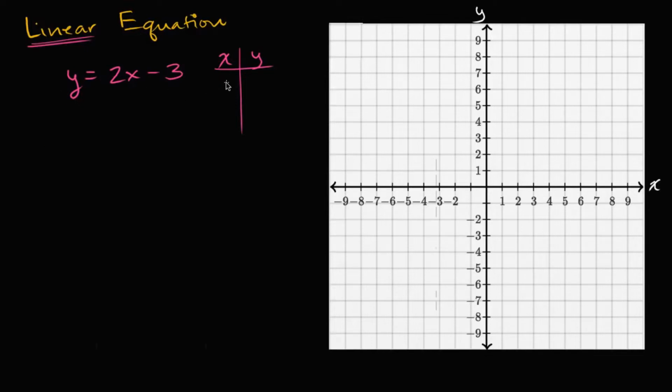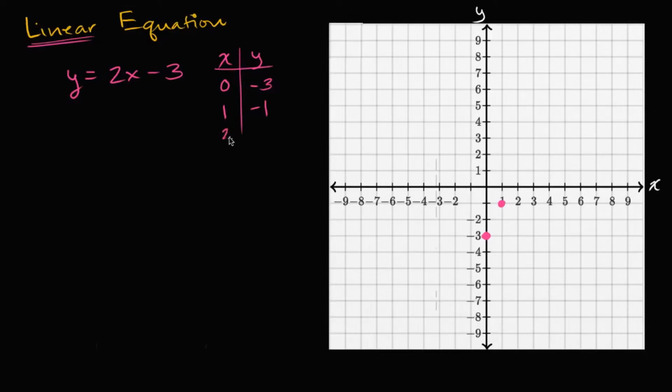So if x is equal to 0, y is going to be 2 times 0 minus 3, which is negative 3. And on our coordinate plane here, we're going to move 0 in the x direction, 0 in the horizontal direction, and we're going to go down 3 in the vertical direction, in the y direction. So that's that point there. If x is equal to 1, what is y equal to? Well, 2 times 1 is 2, minus 3 is negative 1. So we move positive 1 in the x direction and negative 1, or down 1, in the y direction.